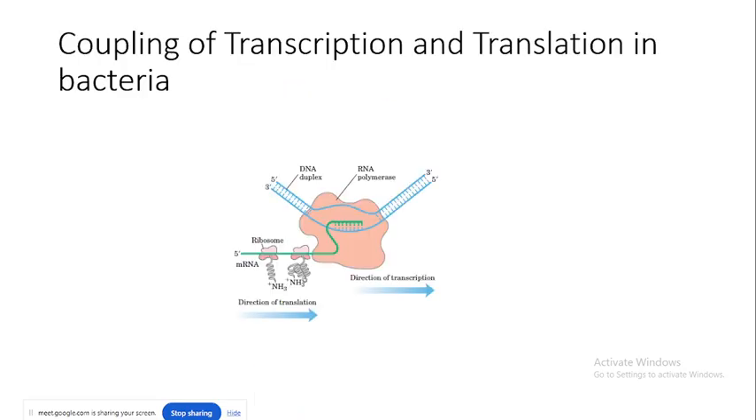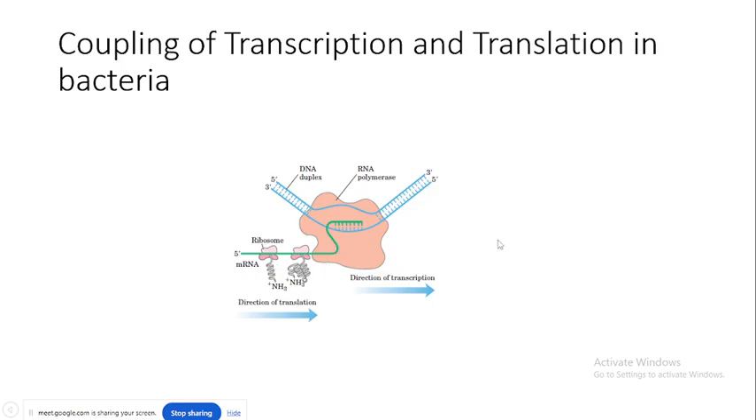So in the prokaryote, transcription and translation both occur in the cytosol, right? But in the eukaryote, transcription occurs in the nucleus, and then the mRNA has to be exported from the nucleus to the cytosol, where translation will start, right? But in bacteria, there is no such nuclear membrane, so transcription takes place in the cytosol, and translation also takes place in the cytosol. So bacteria can couple transcription and translation in the cytosol, right? That means transcription and translation happen simultaneously.